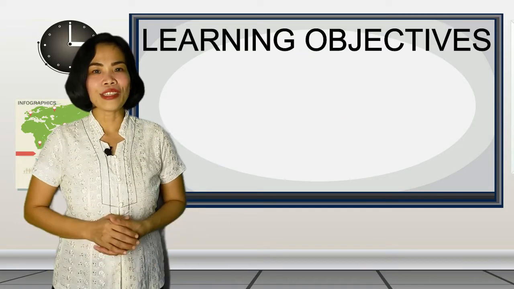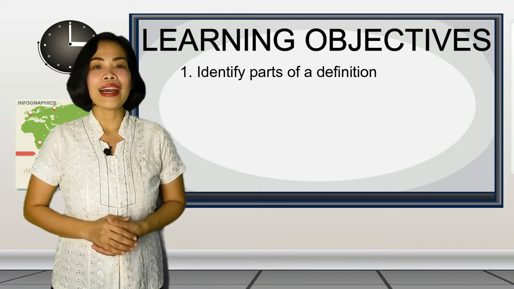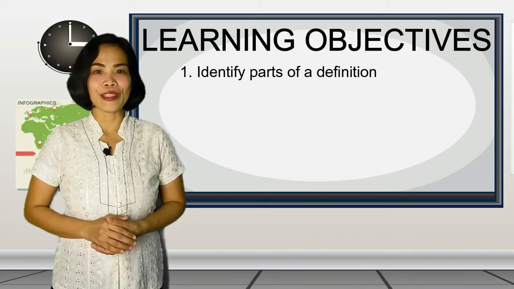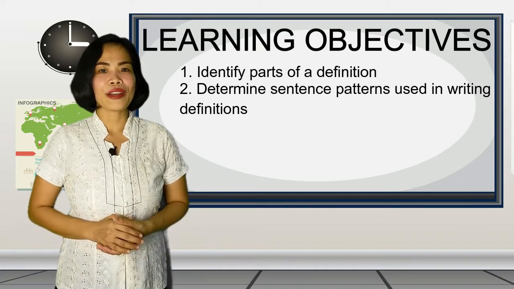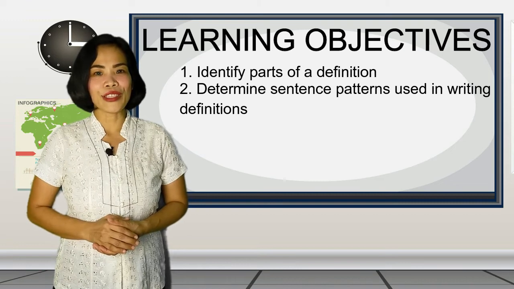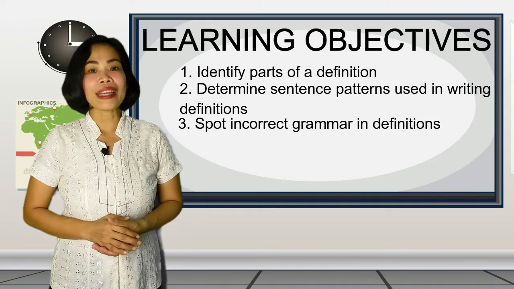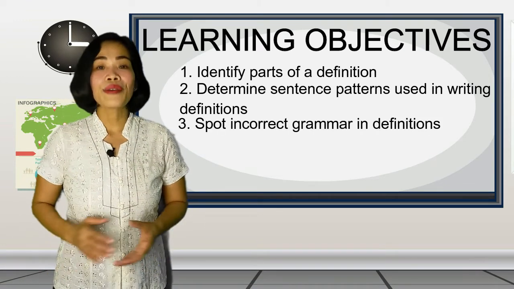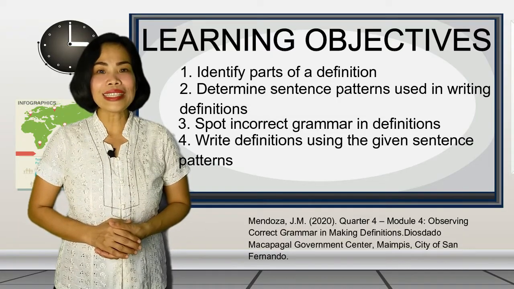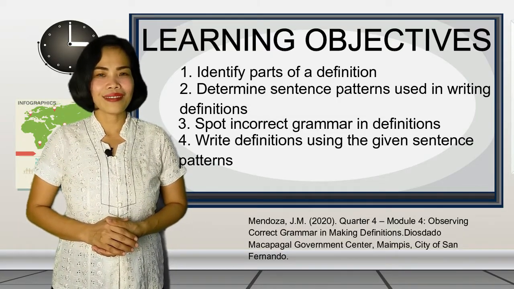Before we start, make sure that you have your pen, paper, and self-learning module ready. At the end of our lesson, you are expected to identify the parts of a definition, determine sentence pattern used in writing a definition, spot incorrect grammar in definition, and write definitions using the given sentence patterns.